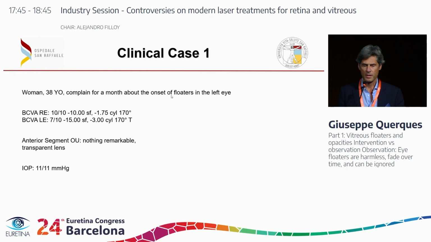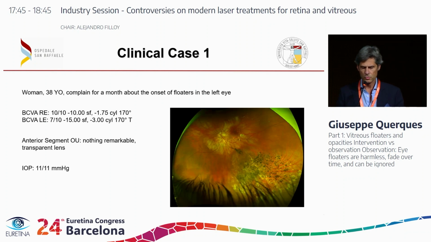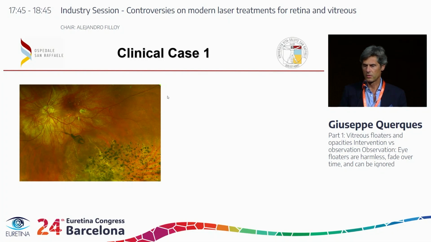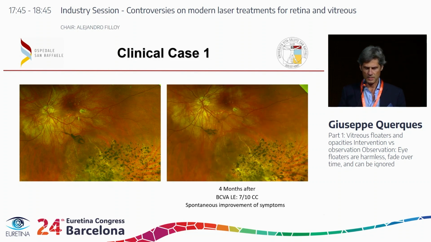This is the case of a young lady that is otherwise healthy, but a myopic subject. This was the clinical picture when the patient started complaining of floaters. As you can see, there's a posterior vitreous detachment with a beautiful visualization of the ring. And so we decided to wait, and this was the result after 4 months of simple watching, and symptoms were dramatically reducing in this subject.